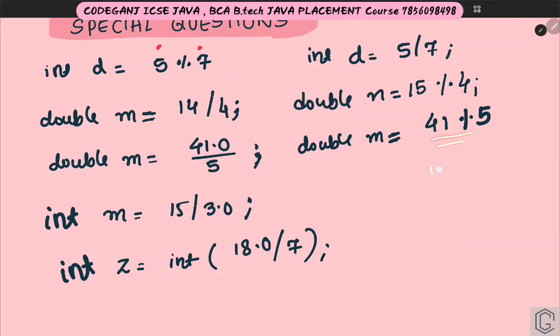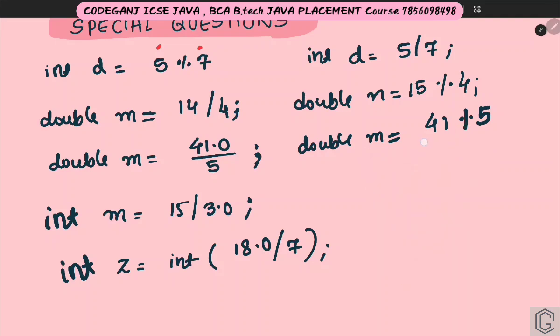Similarly here, what will be the answer? Again you see 45, this is your integer, this is your integer, so your answer will be in the form of an integer only. So it will go only 8 times and 1 will be your answer, and this 1 you are going to put in the value of m, so it will become 1.0.